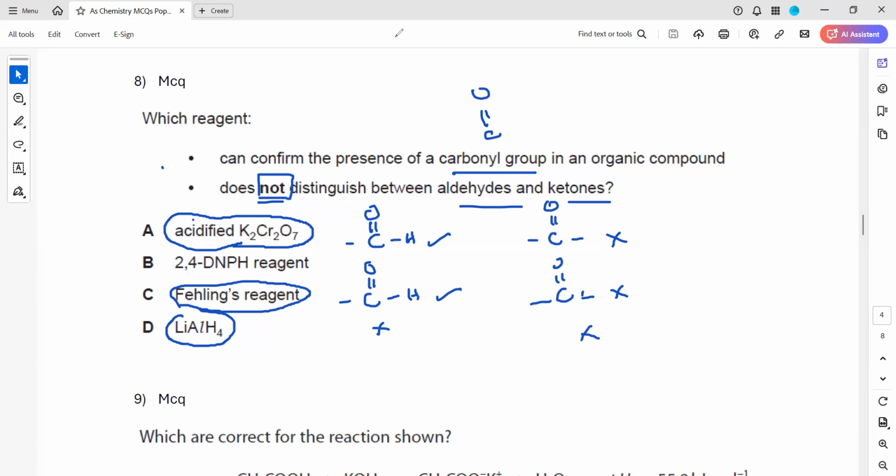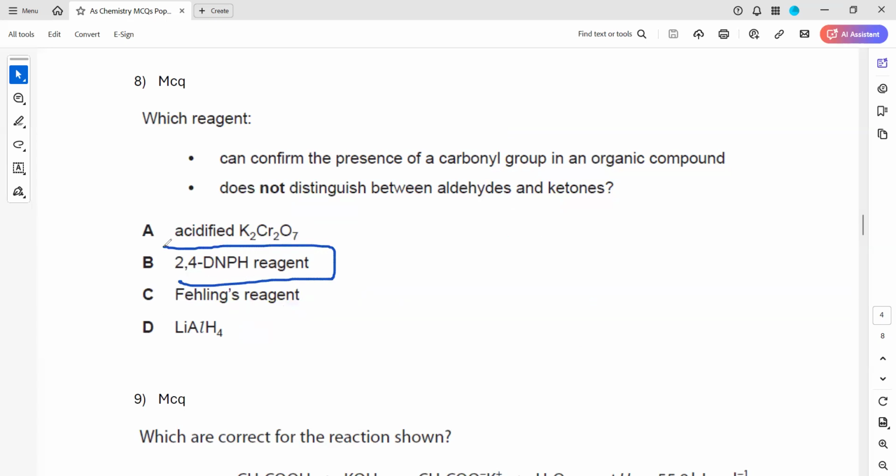So what we are left with is 2,4-dinitrophenylhydrazine, because it can react with both an aldehyde and a ketone, and it will give an orange or yellow precipitate. So we cannot distinguish which is the aldehyde or the ketone. We have to check the melting point. Is it clear? The correct answer for this one is B.